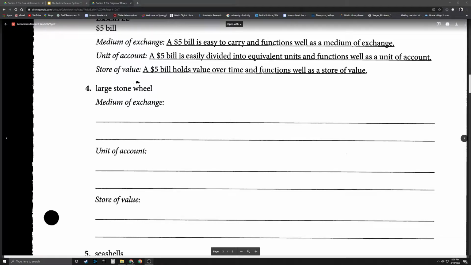The unit of account. So can you easily divide up a large stone wheel? And then once you do, what happens to the rest of it? Is it still of the same value? Okay. And then last is, what's the store of value? So over time, will the large stone wheel hold its value? I mean, it's stone, right? It's a stone wheel. It could.